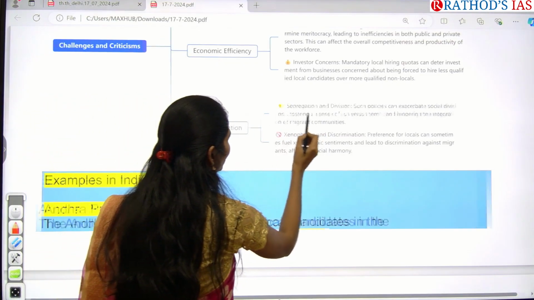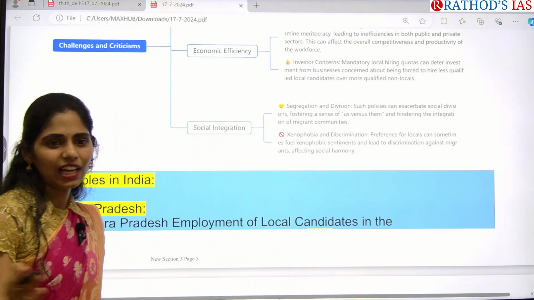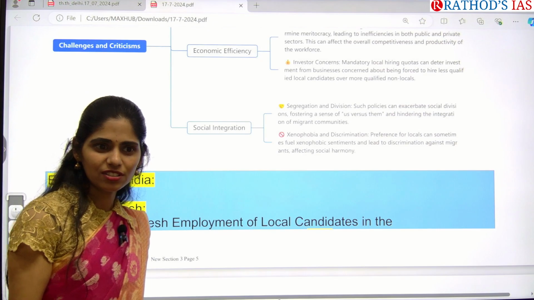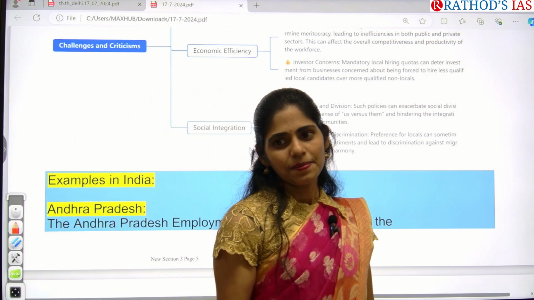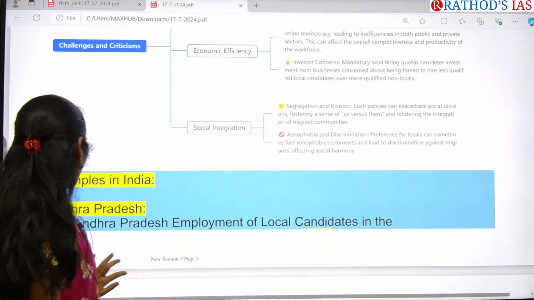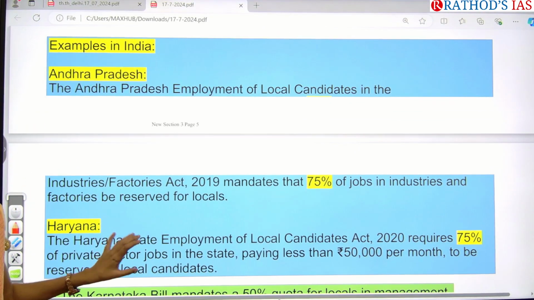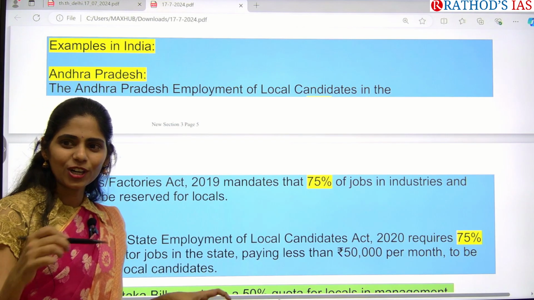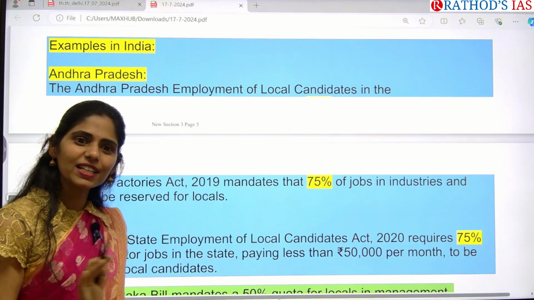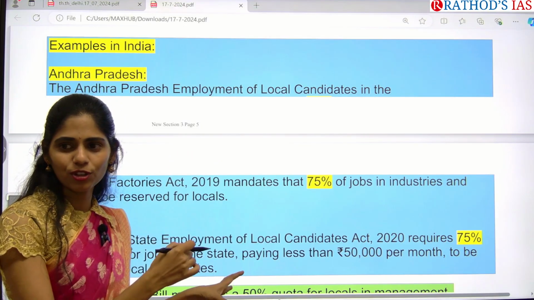Like there is segregation and division. In the community also, they will have clashes, right? That is what you have to focus on. And if you see examples in India, whenever you're writing a mains answer or essay, you have to include as many examples as possible. That is the focus you have to keep.